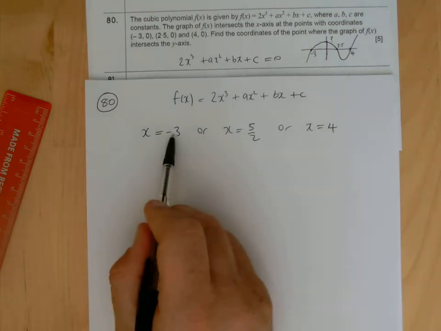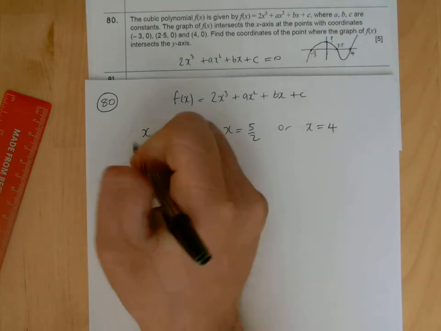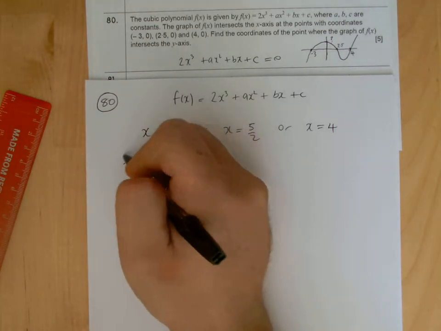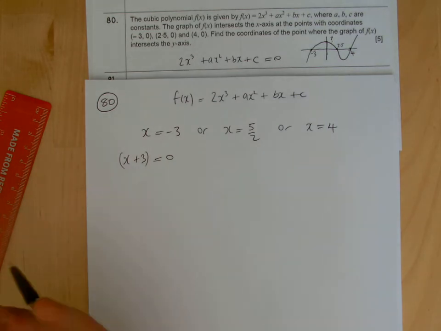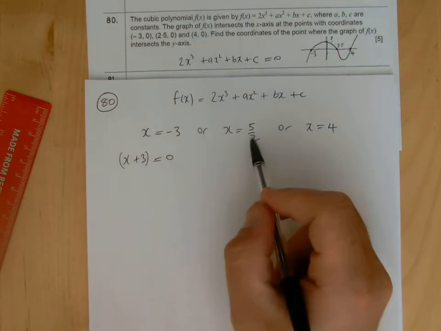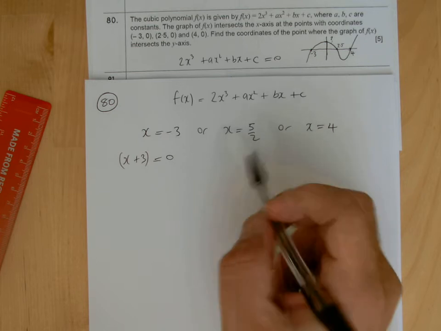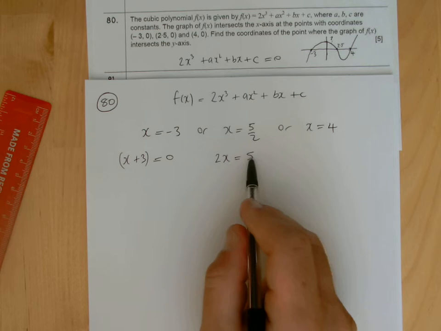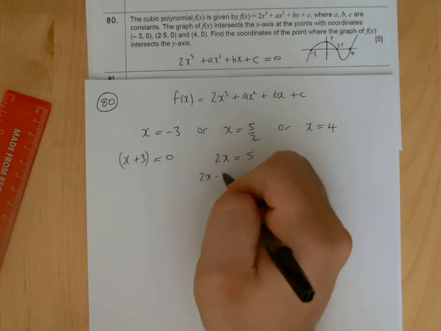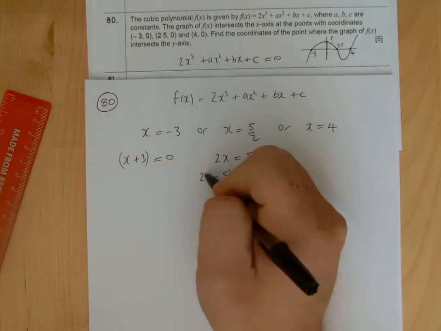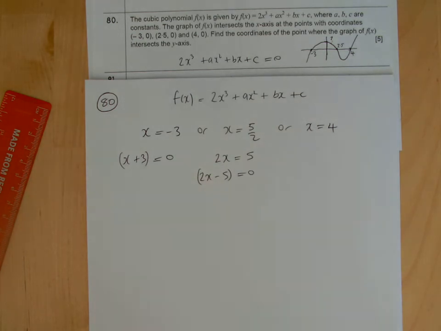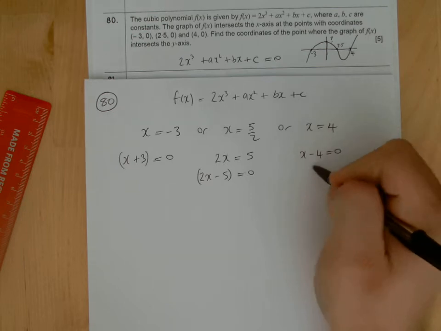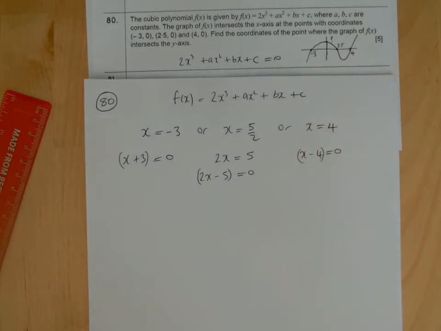So in this case, we take the -3 over the other side, so I get x plus 3 equals 0. So that effectively would be my first bracket, my first factor. Here there's a little bit more work. I need to take the 2 up, so it becomes 2 times x equals 5, and then take the 5 over, so 2x minus 5 equals 0. So that would be my second factor. And the same with this, take the 4 over, so I'd have x minus 4 equals 0. That will be my third factor.